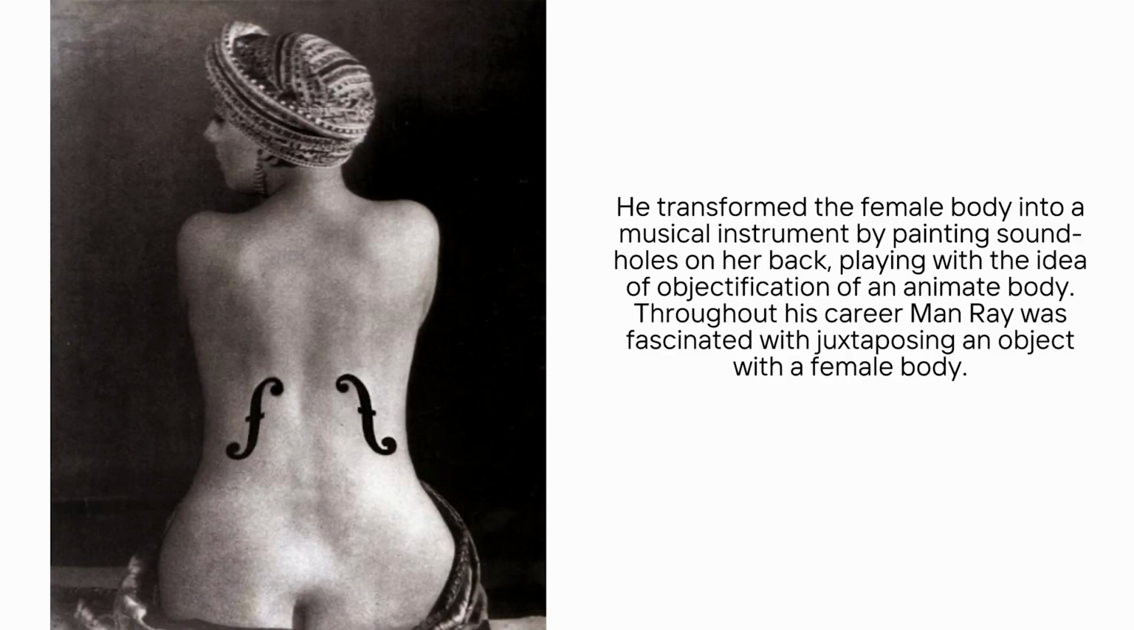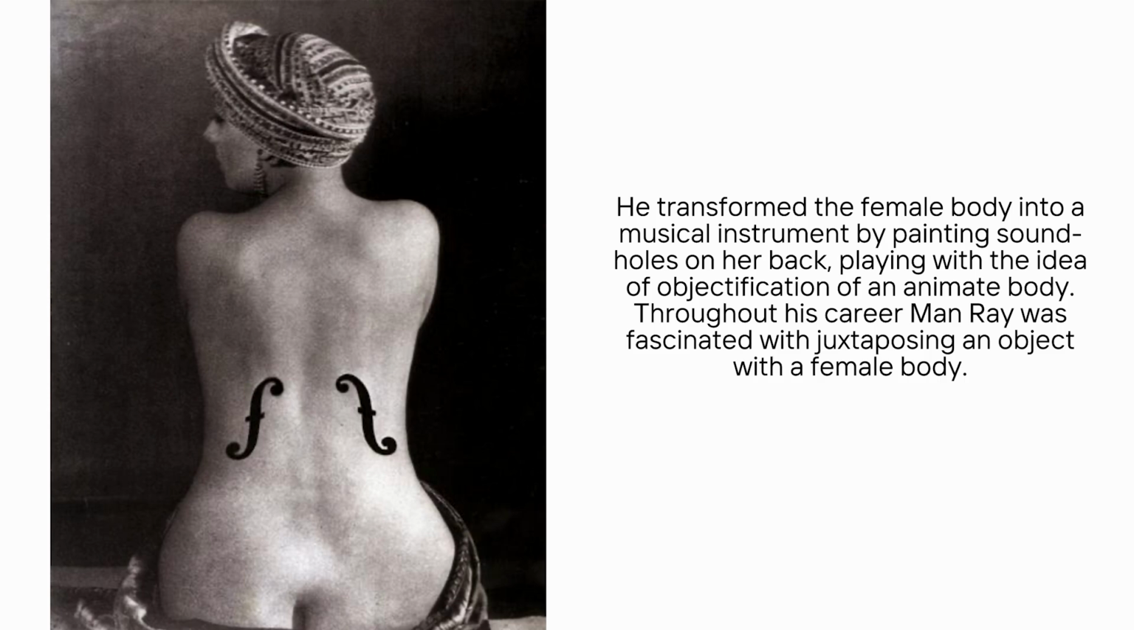So he transformed the female body into a musical instrument by painting sound holes on her back, playing with the idea of objectification of an animate body. Throughout his career, Man Ray was fascinated with juxtaposing an object with a female body. It looks like a cello to me. It is such a powerful way of contrasting ideas.